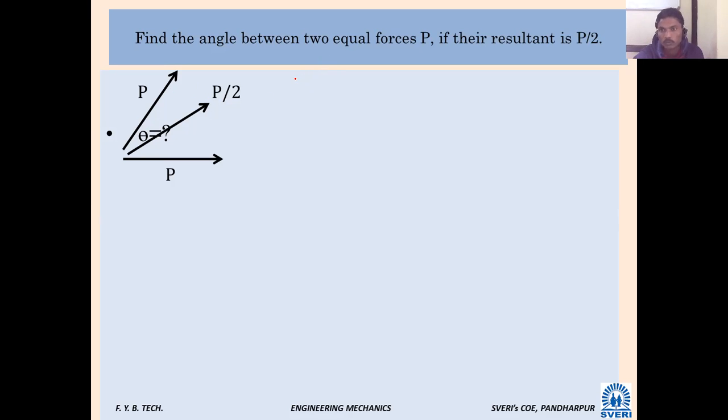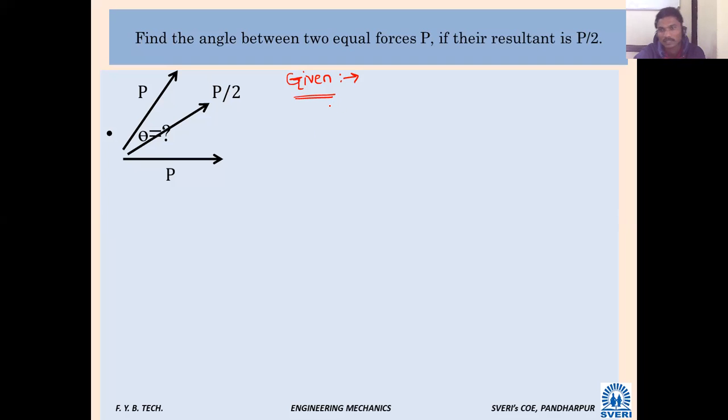Accurate is 151.04. Sir, in an earlier question, P was 120 and the other force was also 120, and the resultant was P by 2, that is 60 Newton. It was the same question, sir, but there the values were given, and now it is in P. Okay. And the resultant was half in that question? Yes, sir, 60 Newton. Yes. Okay. In that condition, values are given. Very good. Good observation. I appreciate your observation.